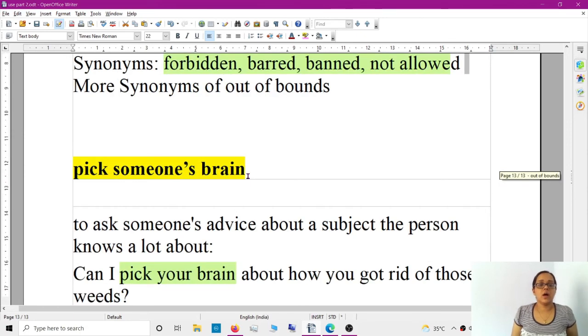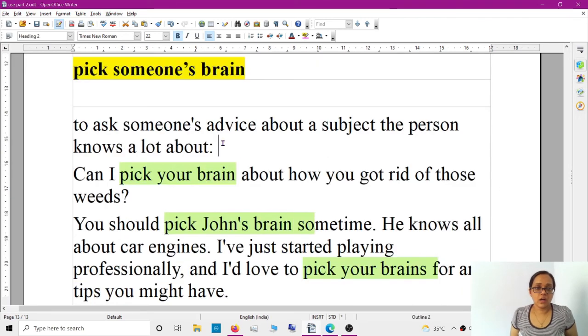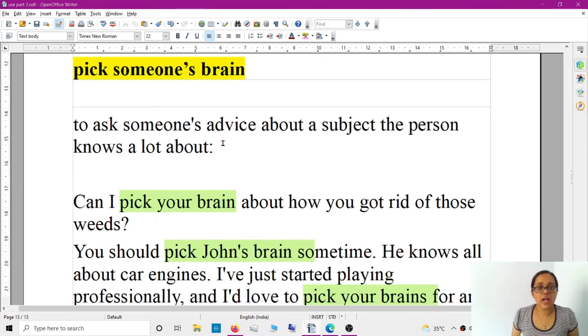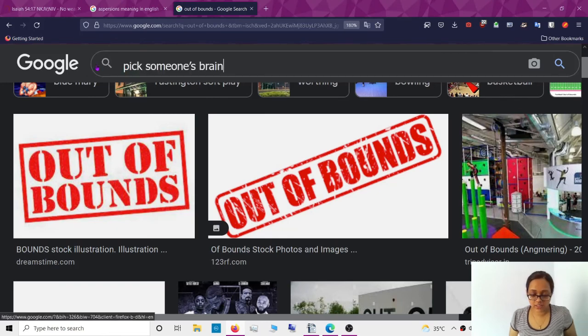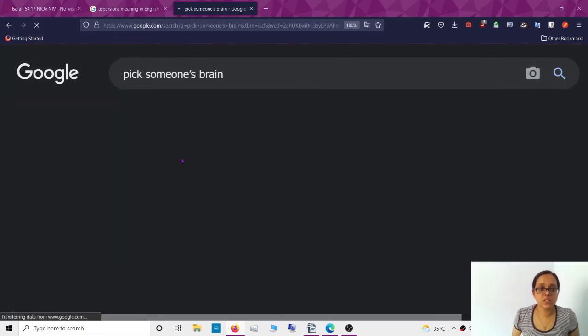Pick someone's brain means to ask someone advice about a subject the person knows a lot about. If a person knows a lot about it, and if we ask such a person, that is known as pick someone's brain.